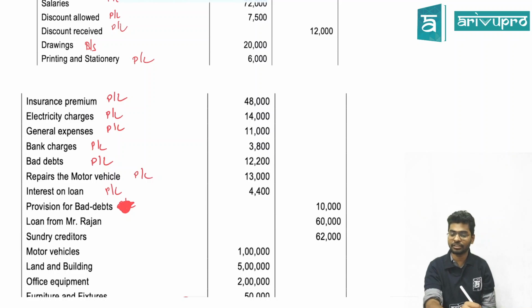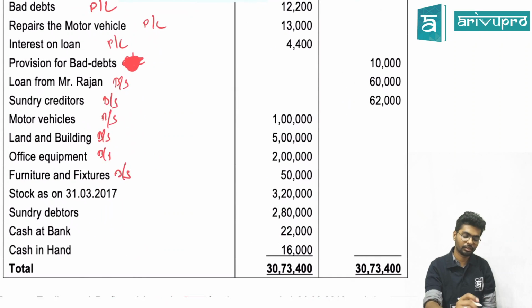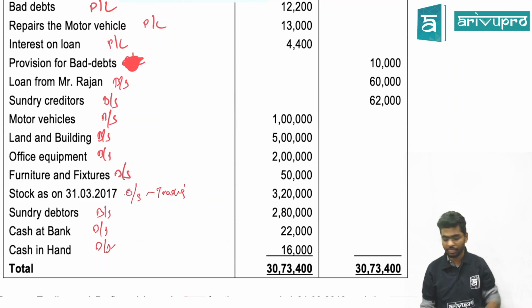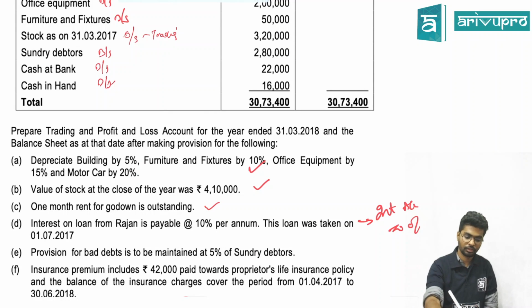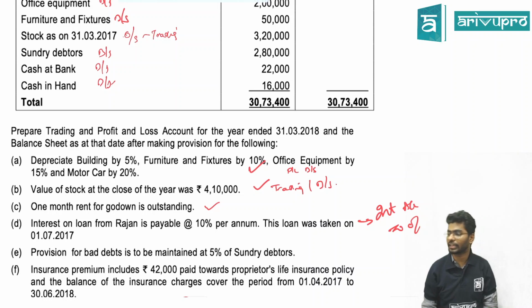Credit, loan from Rajan. Creditors. Motor vehicles. Loan, land. Balance sheet, balance sheet, balance sheet. Then opening stock is part of my trading. Debtors, balance sheet, cash. Done till here. Now, next one, depreciation of building. P&L, balance sheet. Value of stock, trading, balance sheet. Rent outstanding.